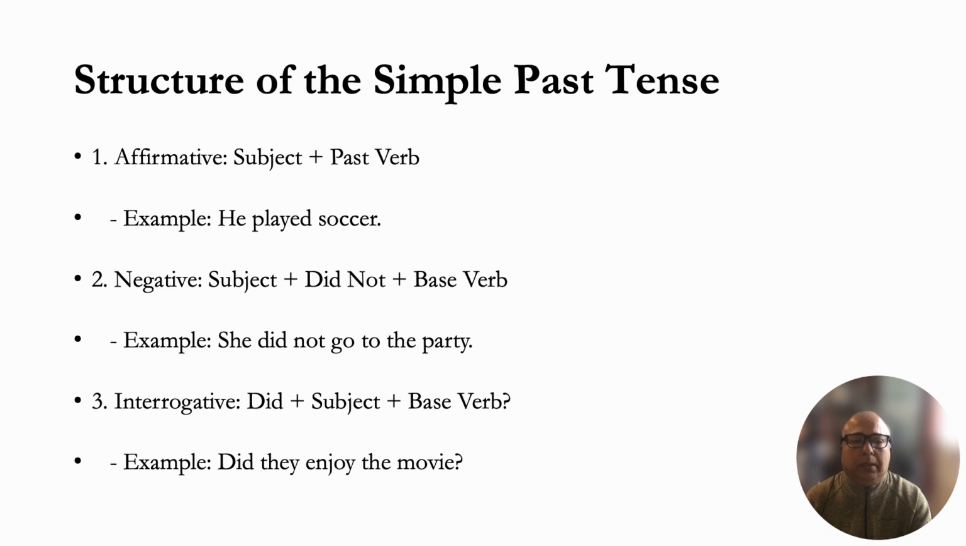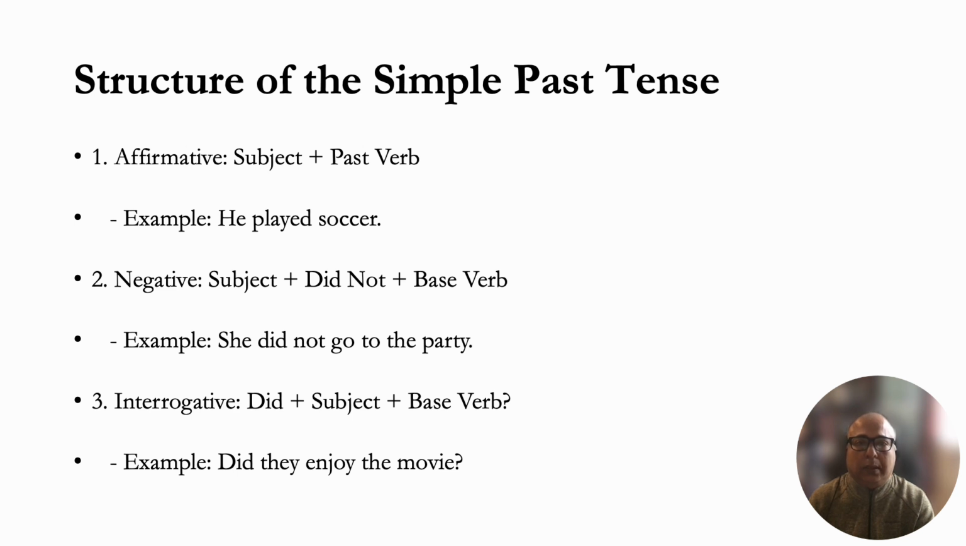Okay. The structure of the simple past tense in the affirmative is the subject. As you know, there must be an agent or a doer of the action, followed by a past verb. So call, called, play, played. And the negative is very easy. You just add the words did not, right?